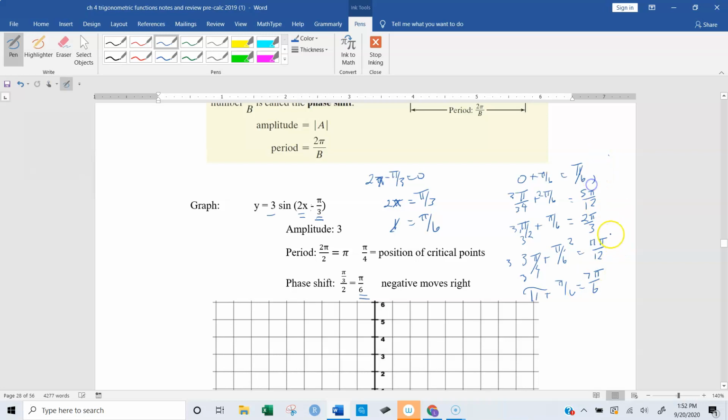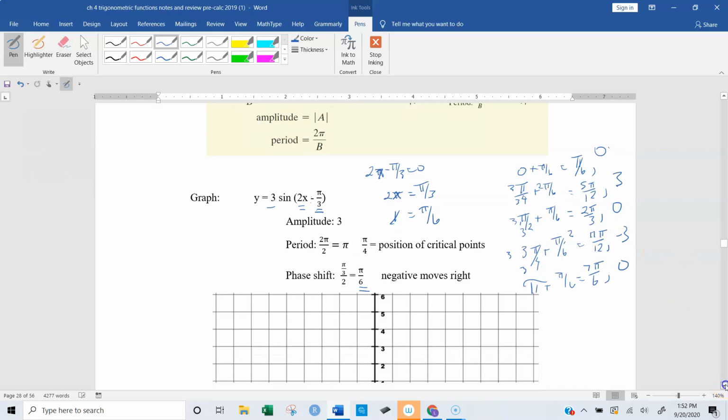Now, nothing has changed. The 3 here are still my zeros. So those are my zeros, my roots. Now this here is my max, so it's going to be 1 times 3, which is 3. This is my min, which is going to be negative 3. Now I just got to find all these points.